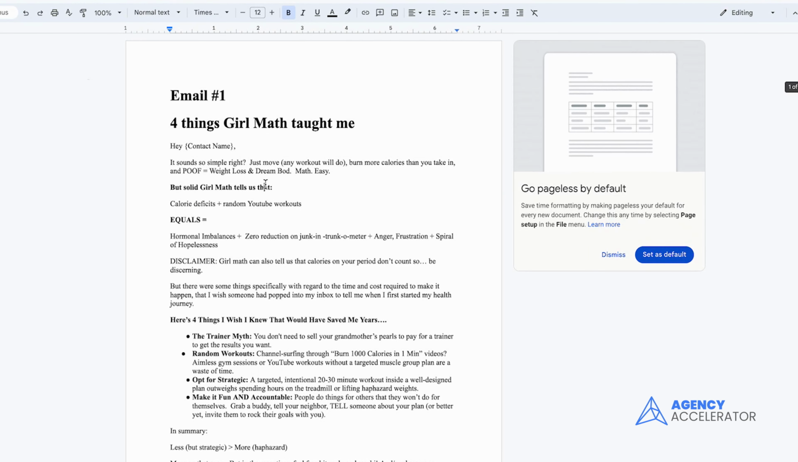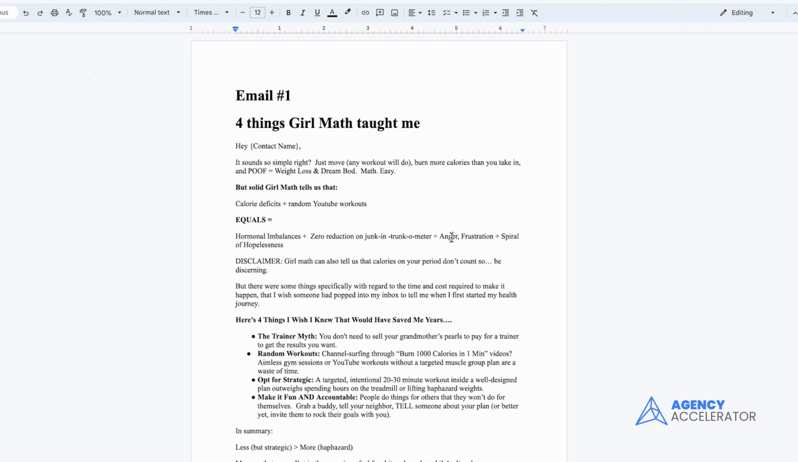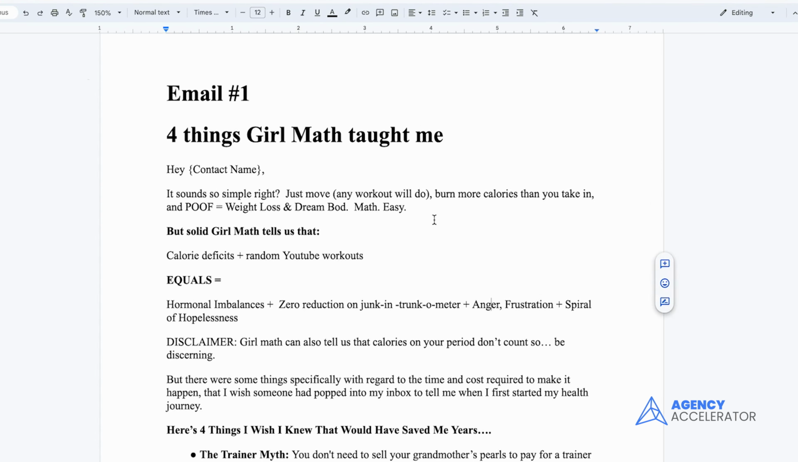Oh, it did work. Killer. Dismiss. Nobody wants pageless. Okay. Hey, it sounds so simple, right? One second. All right. Technical stuff.